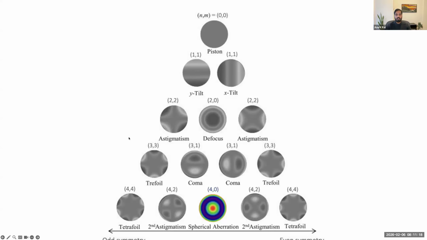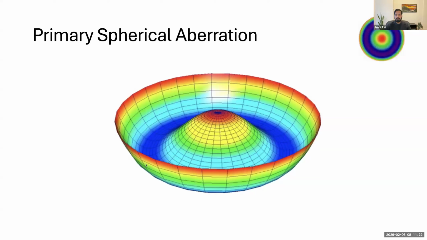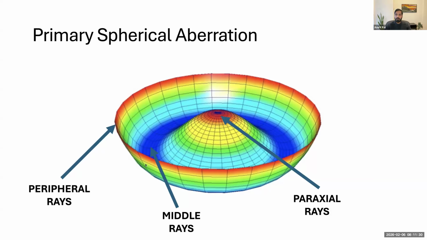And recall that this is what spherical aberration looks like in the Zernike pyramid. And here it is in 3D, where we see that classic sombrero shape with a central bump. And if we label it, we can see the paraxial rays in the center, the middle rays in the middle, and the peripheral rays at the periphery.